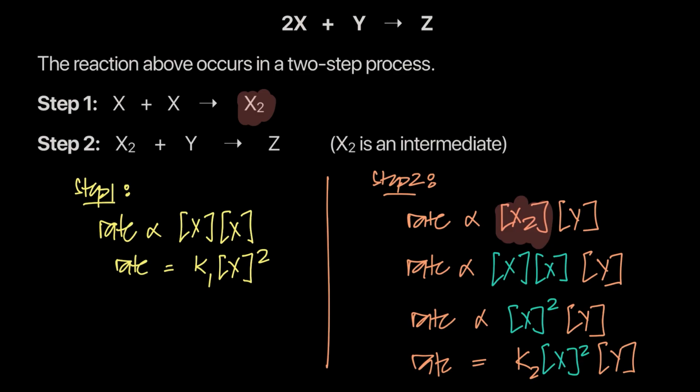All right. Let me give you another example. Another two-step reaction mechanism whose rate equations will be a little different.